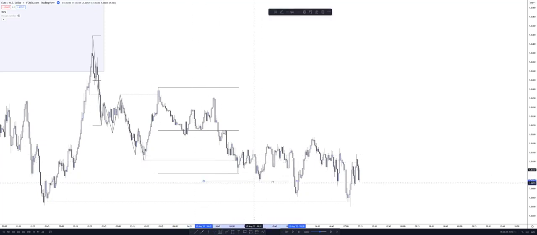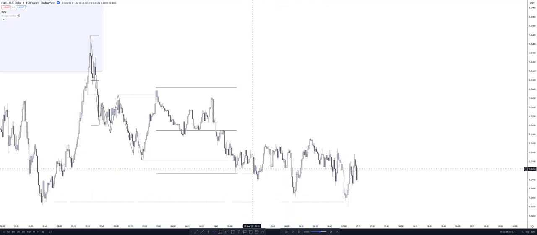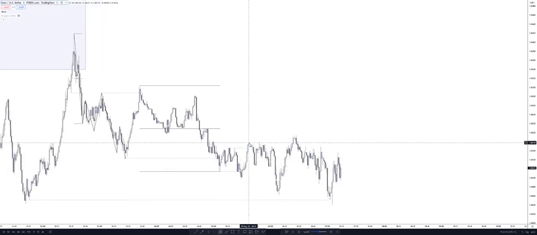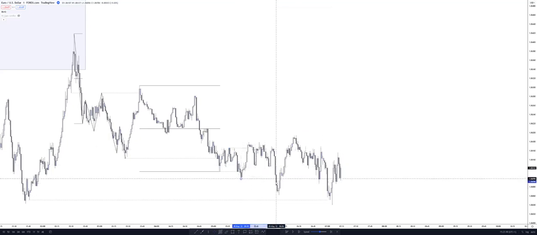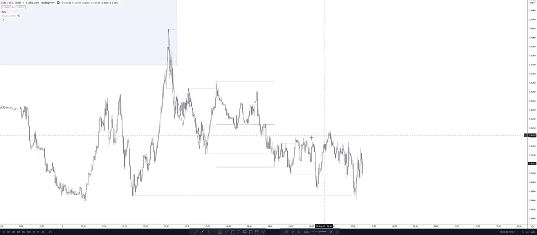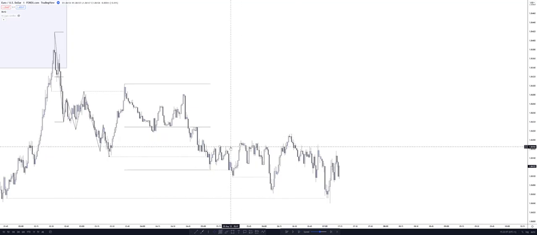Well, what happens is we have a small pullback again, creating sort of minor structure, and a breakdown, so we haven't mitigated the premium. And then we get a break of the high, and then we get a break of the low. So again, this is too messy for me to want to get involved with. This isn't nice order flow, nice clean price action to get involved in shorts with. So for me, I'm staying out until we see clean order flow again.